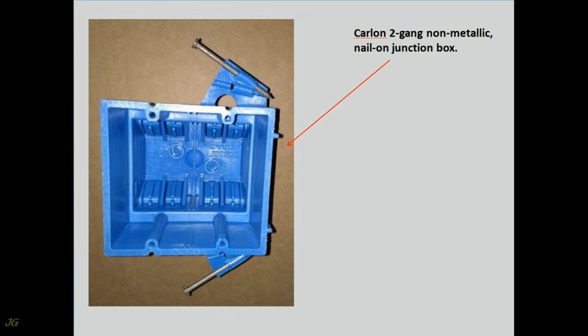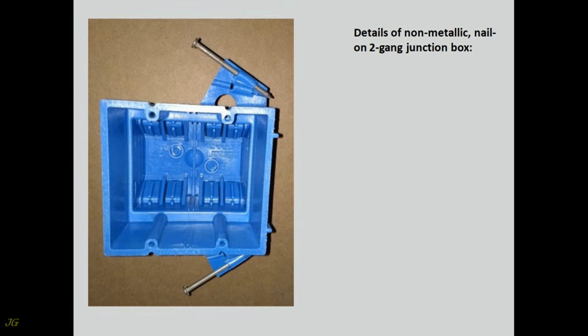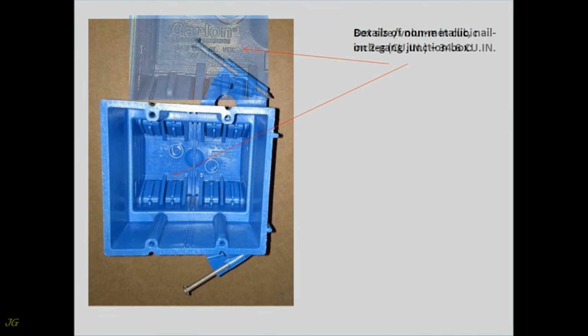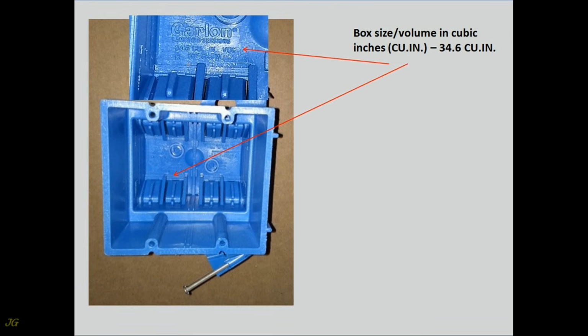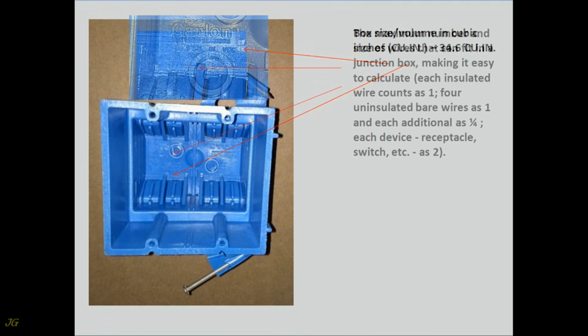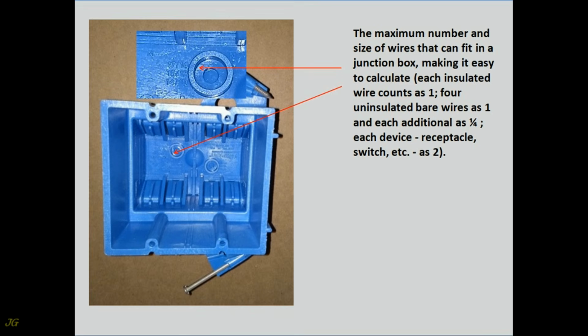Carlin 2 gang non-metallic, nail-on junction box. Details of the non-metallic, nail-on 2 gang junction box. Box size, volume in cubic inches: 34.6 cubic inches. The maximum number and size of wires that can fit in a junction box, making it easy to calculate.